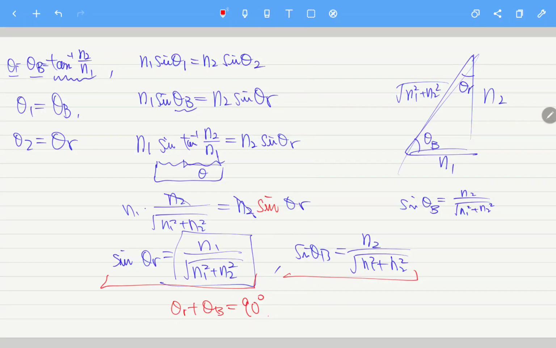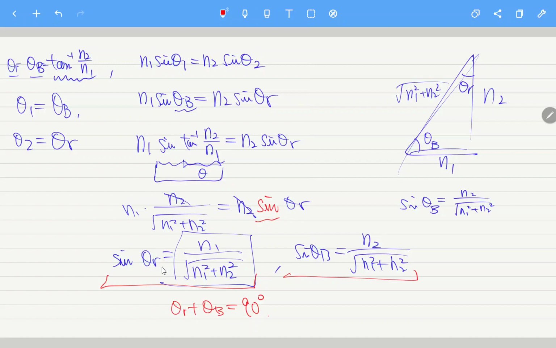Okay, so just now I got stuck a bit. Actually, this term here should be sine of theta out rather than cosine of theta out. So if it is a sine of theta out, it should be sine of theta out equals n1 over the square root of n1 squared plus n2 squared. Rather than cosine, because I felt like theta out and theta b should be the same.